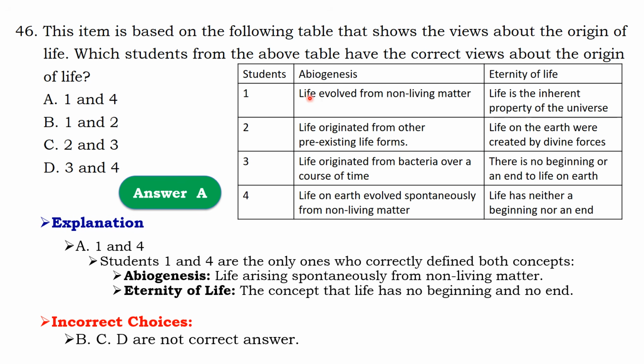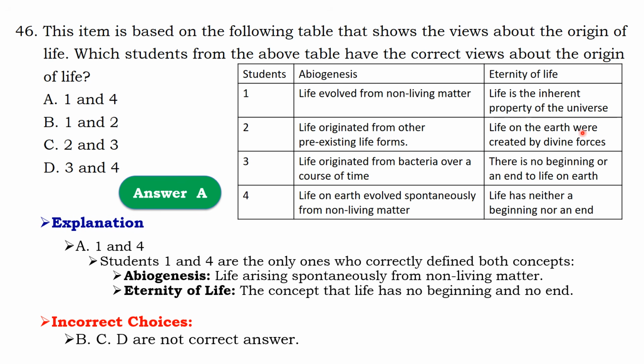For example, student 1: life evolved from non-living matter, it is correct for abiogenesis. Life is an inherent property of the universe, so it is correct for eternity of life. Life originates from pre-existing life, so this is explaining biogenesis, not abiogenesis.